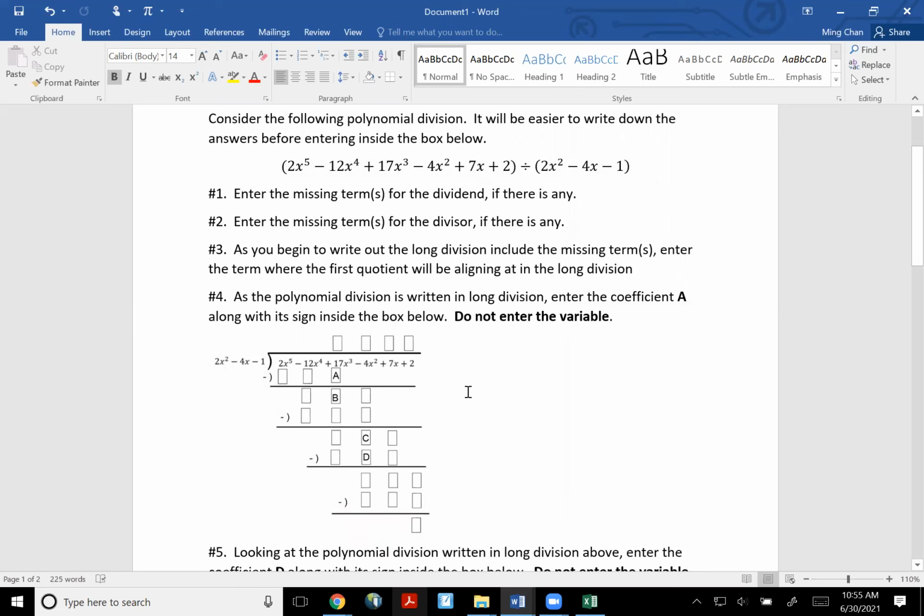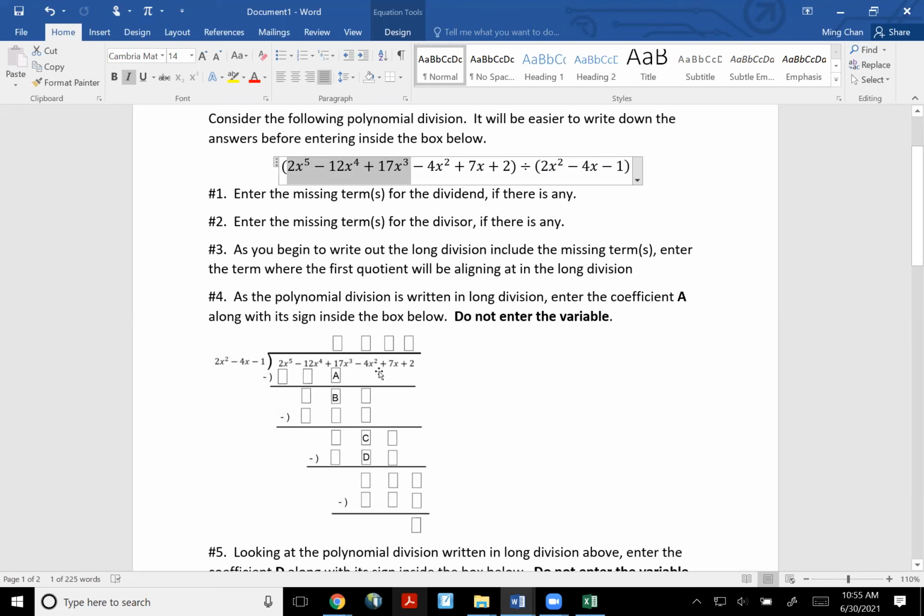So that's why I wrote this out. As you begin to write out the long division, remember I've got 3 terms on the outside, so it will go into 3 terms on the inside at a time. So as you begin to write out the long division, including the missing terms, enter the term where the first quotient will be aligned in the long division. So 3 terms on the outside going into 3 terms on the inside. That means the first quotient has got to be on top of 17x to the third power, which is basically what my picture is showing you.